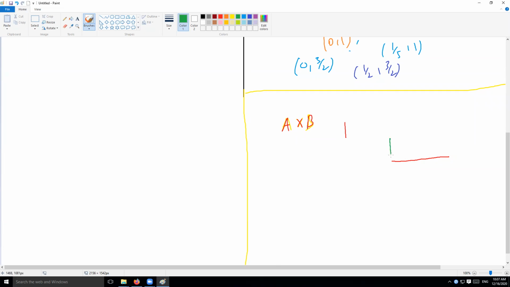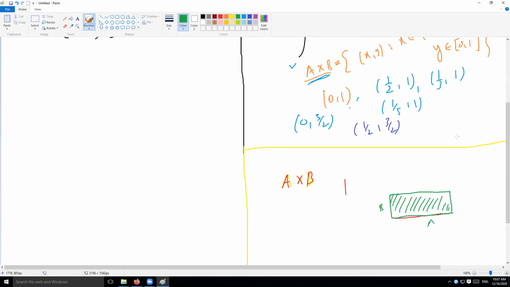It is going to be a rectangle whose one side is A and other side is B, and everything inside this rectangle is included. So that really is A cross B.